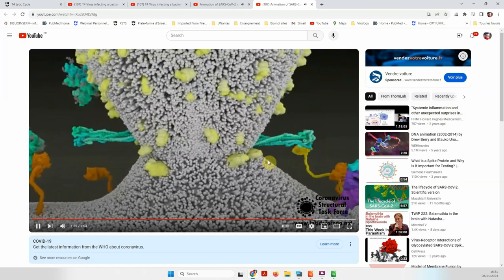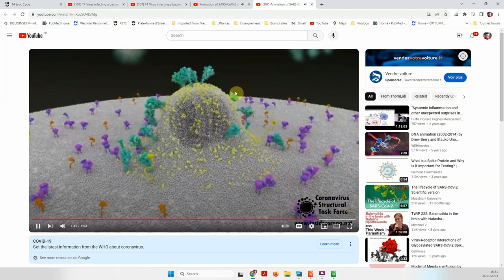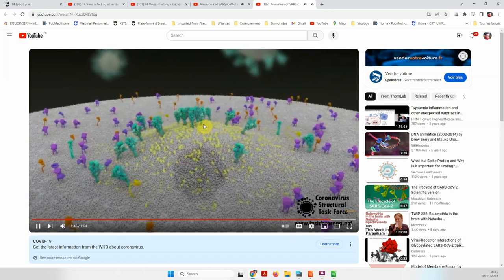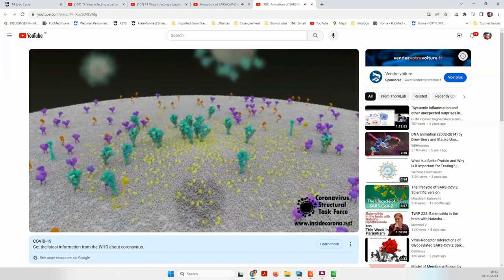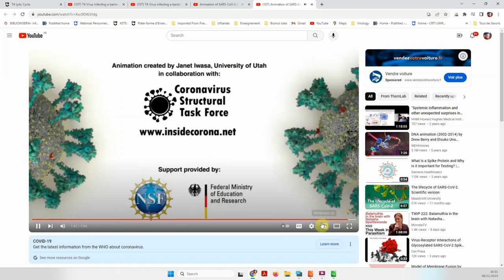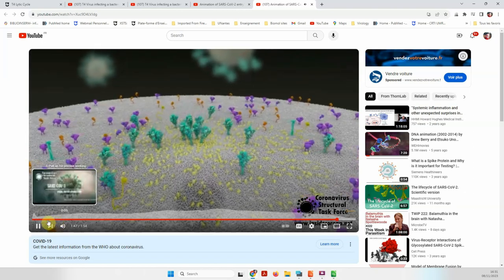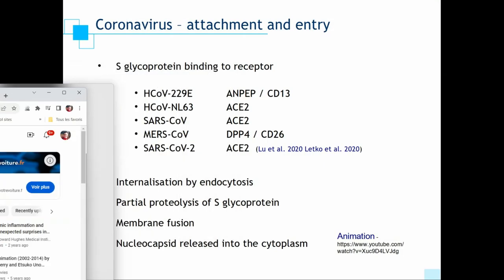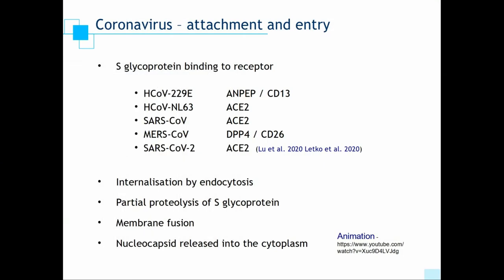And this collapse is going to bring together the envelope of the virus and the host cell membrane, and then the virus kind of just dissolves into the plasma membrane. And then whatever was inside the virus particle is now transported into the cell. Okay, so that's how SARS-CoV-2 gets its RNA into the host cell.